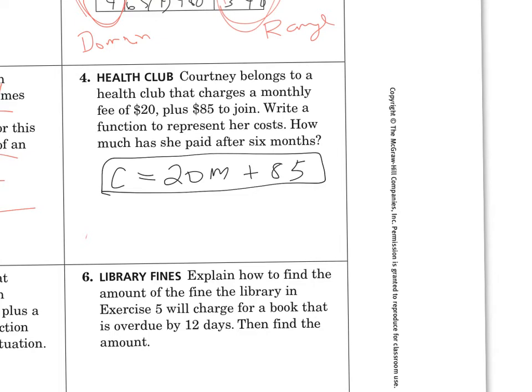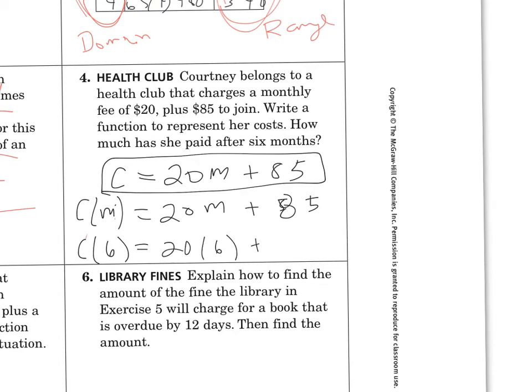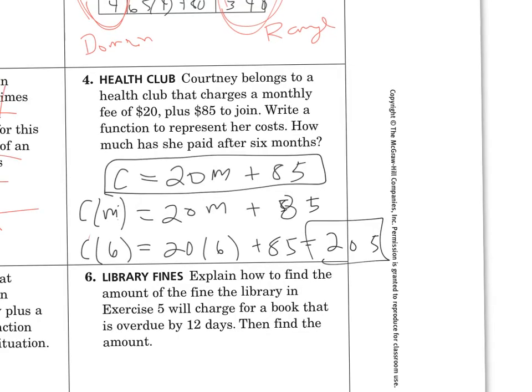And then they want to know how much she's paid in total after 6 months. And that's just a simple matter of the cost function, or actually that should be an M, right? The variable inside the parentheses should always be the variable for where x goes. So if we want the cost after 6 months, then we want to do 20 times 6 plus 85. 120 plus 85, she would have paid $205 total for the health club membership after 6 months.